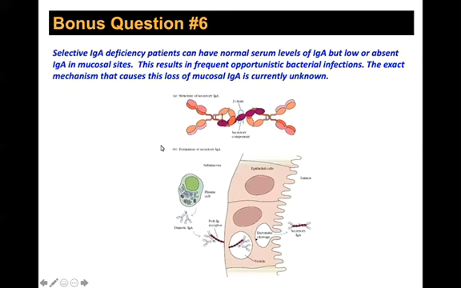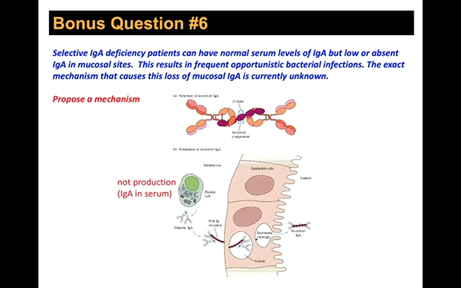The question is, patients that have a selective IgA deficiency can have normal levels of IgA in the serum, or actually elevated, but low or absent IgA in mucosal sites. And the question is, why would this happen? I should say the exact mechanism is currently unknown. There are several mutations that are known.